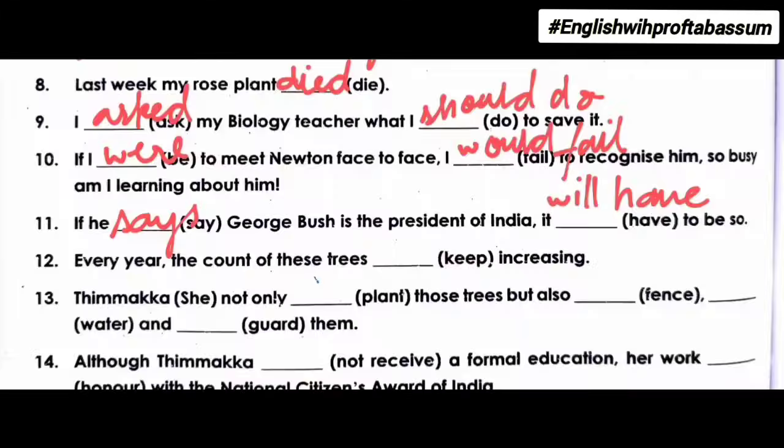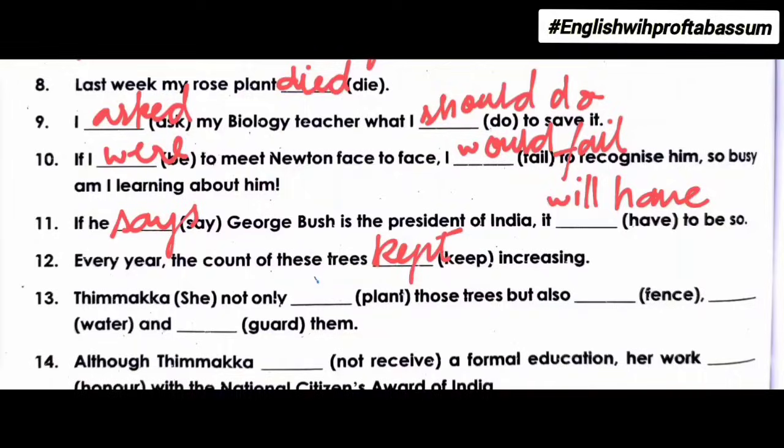Next question. Every year the count of these trees dash increasing. When the sentence describes something that happened regularly in the past in the story's context, we use the past form, that is V2, because the paragraph is describing past events. So even though every year looks like a habit, the context is past narration. So the bracket word keep will change to the V2 form, which is kept. So the answer is: every year the count of these trees kept increasing.